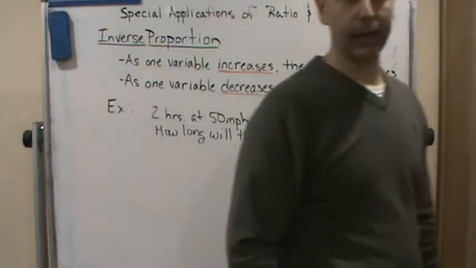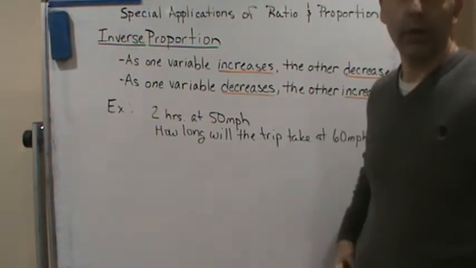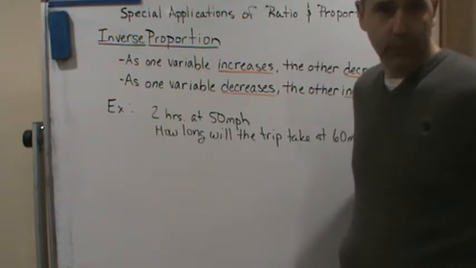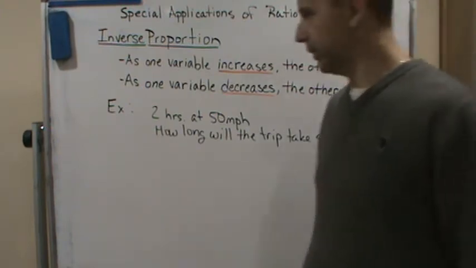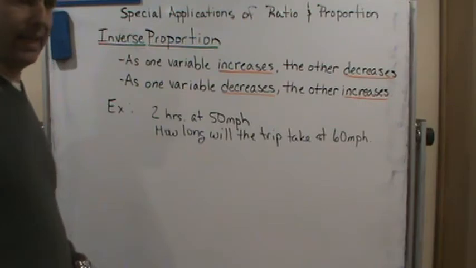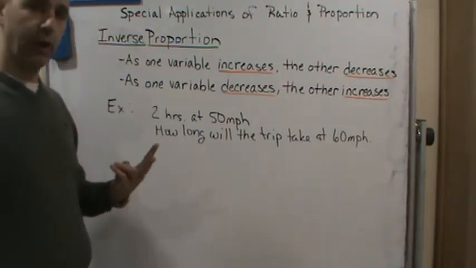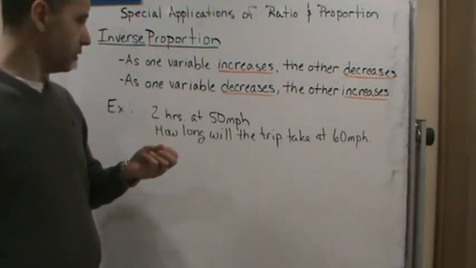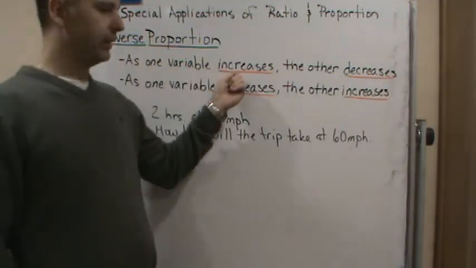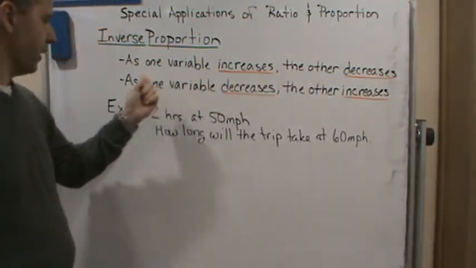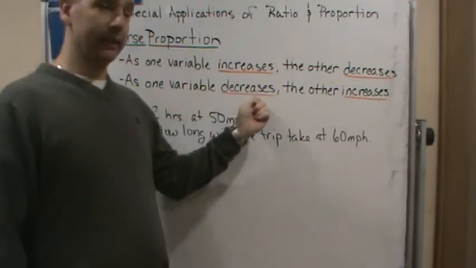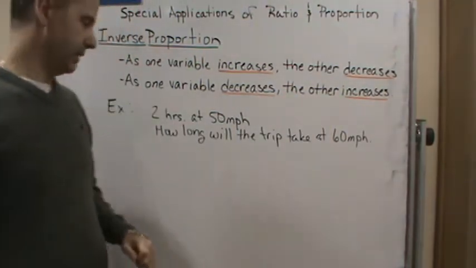Okay, so welcome back, and now we're going to go over inverse proportions. So what is an inverse proportion? Well, an inverse proportion is where two variables go in opposite directions. As one variable increases, the other one decreases. As one variable decreases, the other one increases.